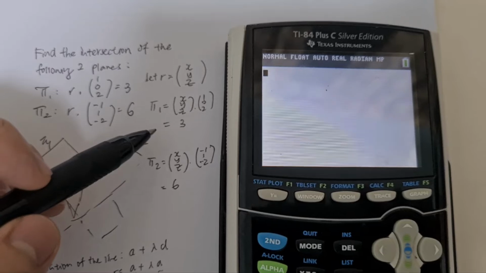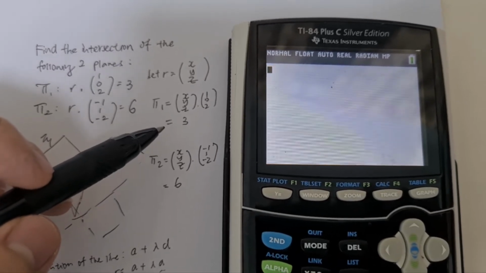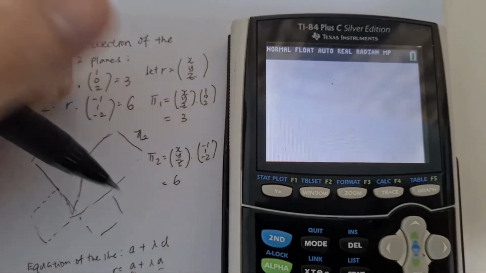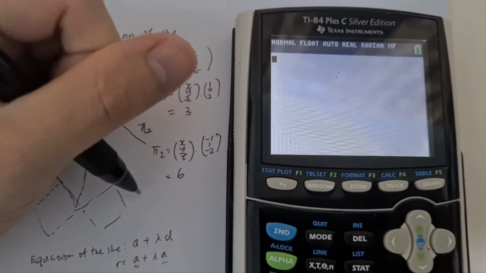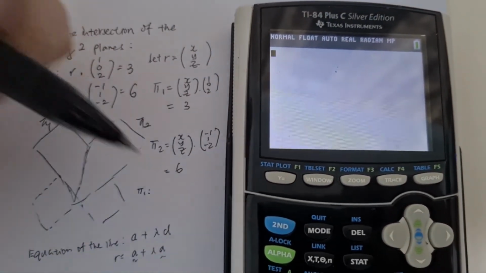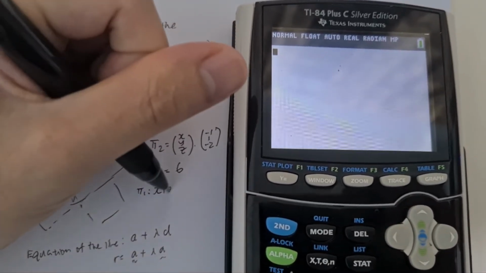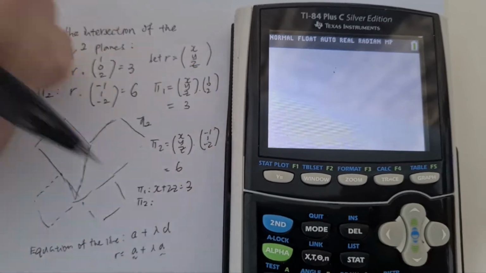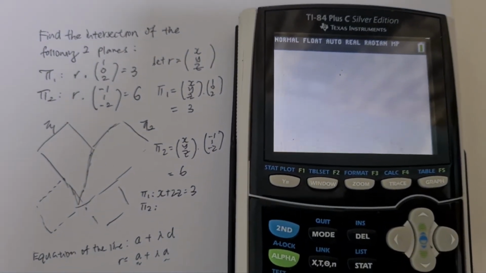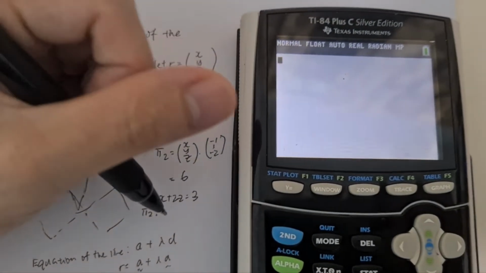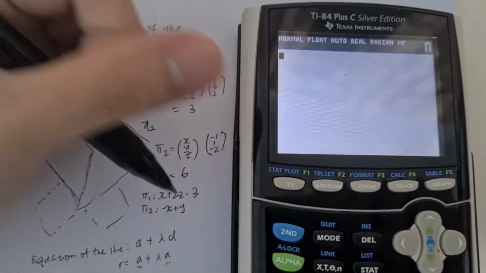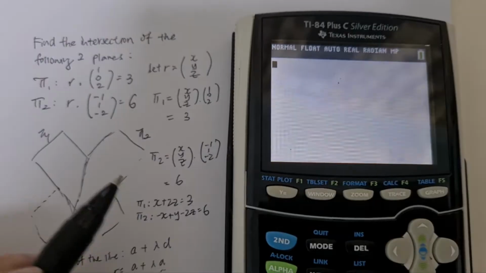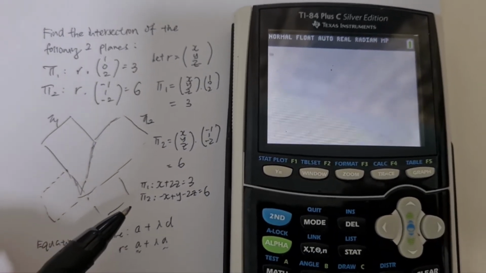After which we convert the scalar product form of the equation of the plane into the Cartesian form. So plane 1 in Cartesian form is x plus 2z equals 3, and plane 2 has the Cartesian form negative x plus y minus 2z equals 6. Now we have two planes in the Cartesian form.